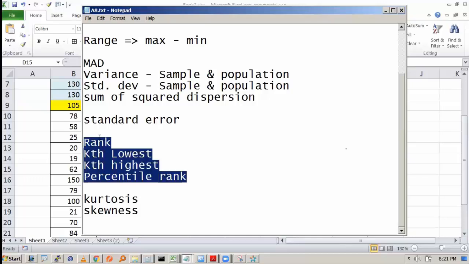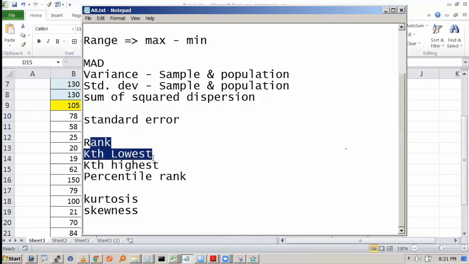So why is this important? This also gives you some idea about the data, how the data is distributed, the dispersion of the data. So we have some inbuilt Excel functions for this. If you are interested in kth lowest, you use small. Kth highest, you use large.